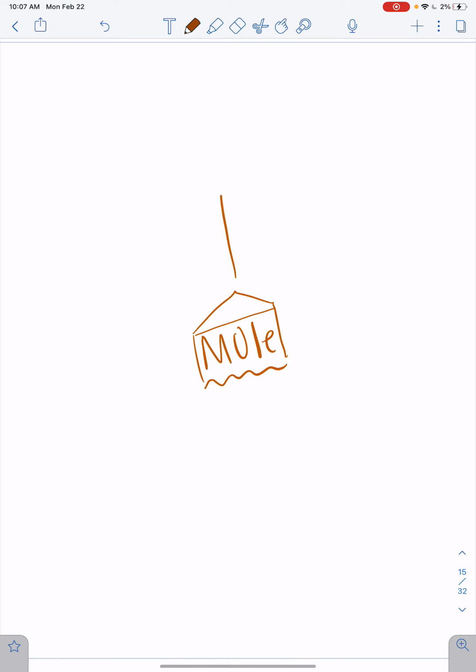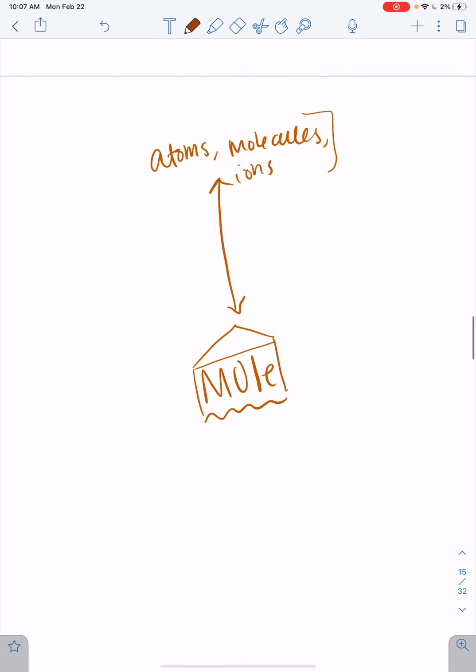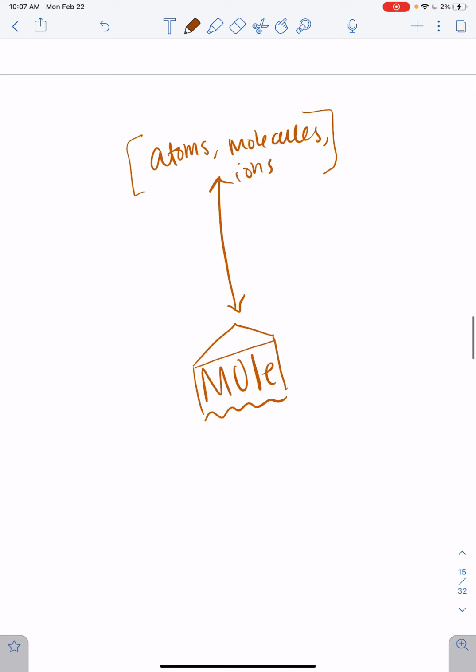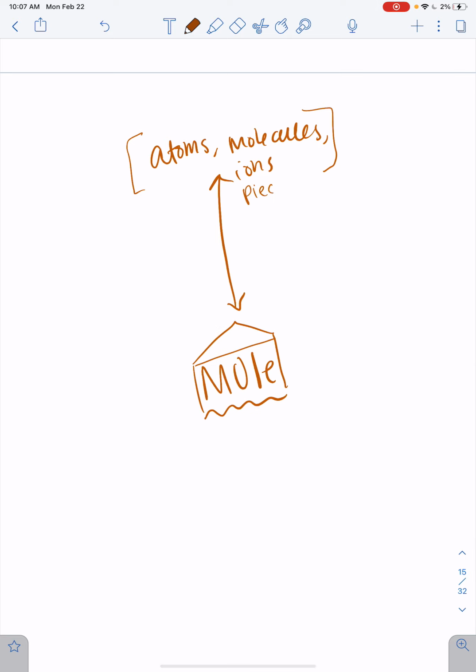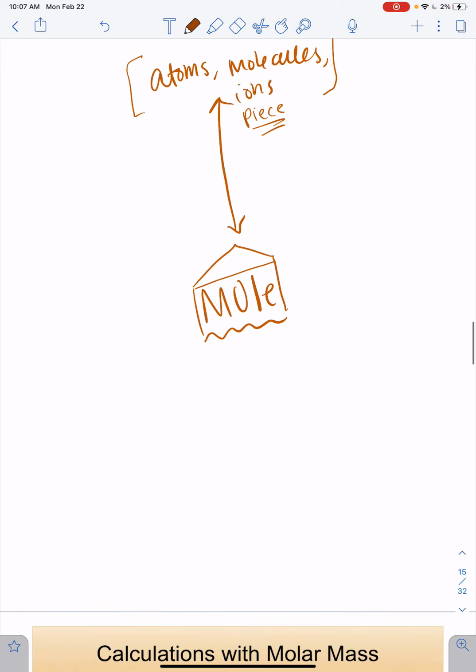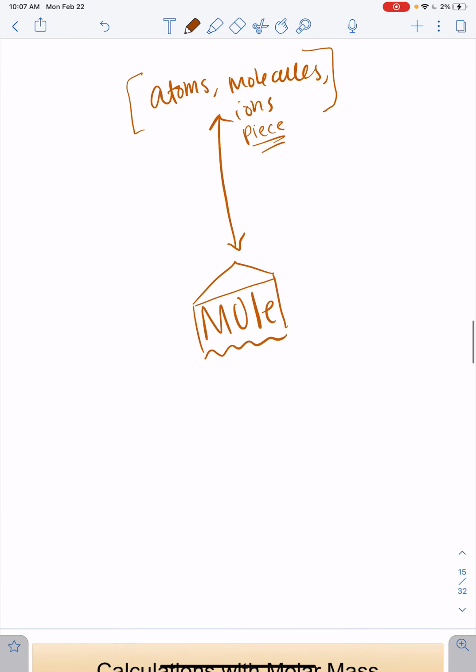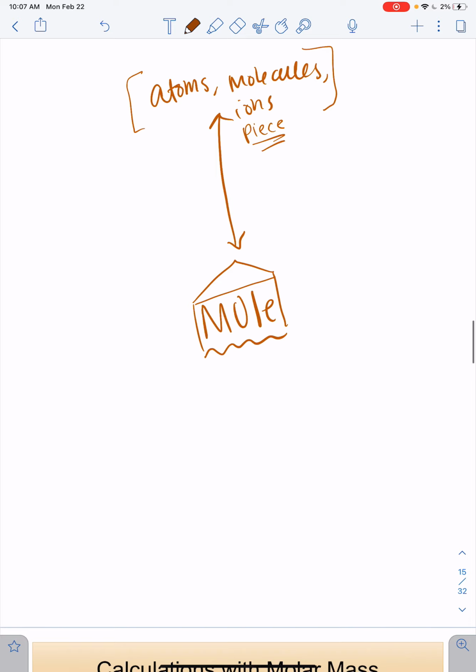And so we learned how to go to and from the atoms or molecules or ions. Just make sure that whatever you are considering an atom, molecule, or ion is like a piece of it, like the actual piece, like a counting piece, not like the other two that we're about to learn. So to go from atoms, molecules, or ions back to mole, you're going to be using Avogadro's number.